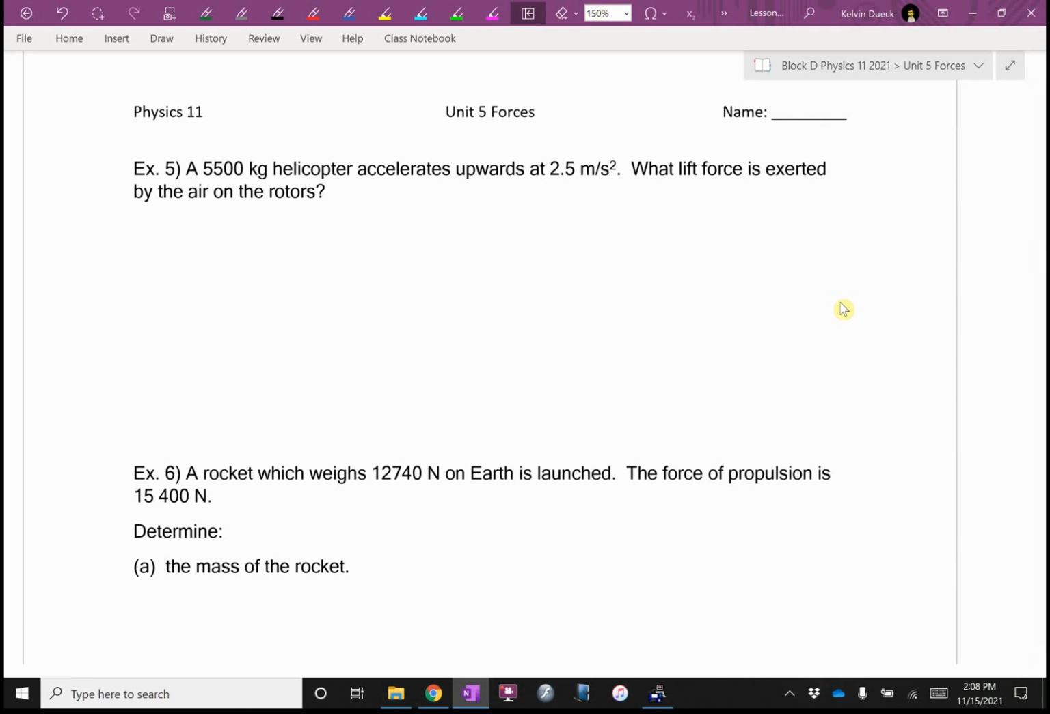A 5,500 kilogram helicopter accelerates upwards at 2.5 meters per second squared. What does this want me to find? The lift force. You know what this is a good job for? I think I'm going to do a free body diagram. Now, how did I know that? What does this want me to find? Lift force, that's one force. Is there also gravity? Probably. Is there more than one force? Time for a free body diagram.